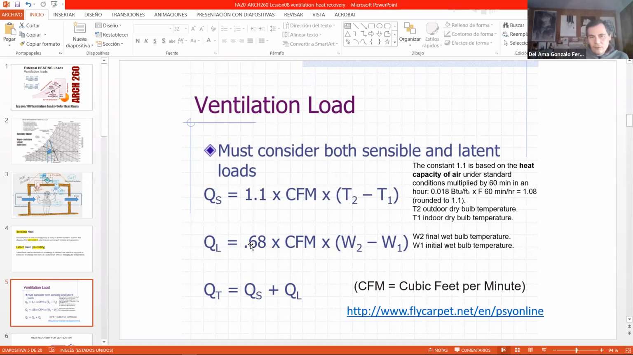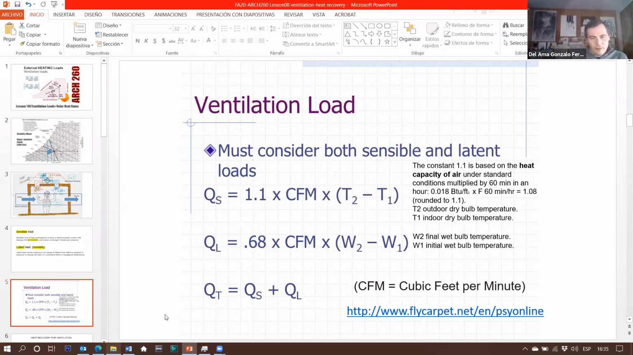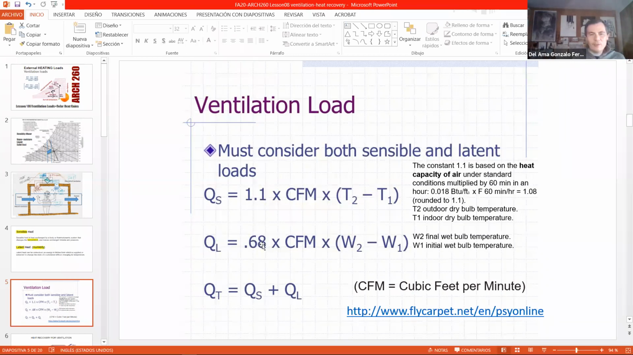And for the latent load, we have this 0.68, and 0.68 is the latent heat of evaporation, which is the amount of heat that we need to evaporate water. Okay, so to turn liquid water into vapor. We can have this value for solid water, but it's very unlikely that we have solid water in buildings. I mean, I don't mean that we are drinking something on the rocks.